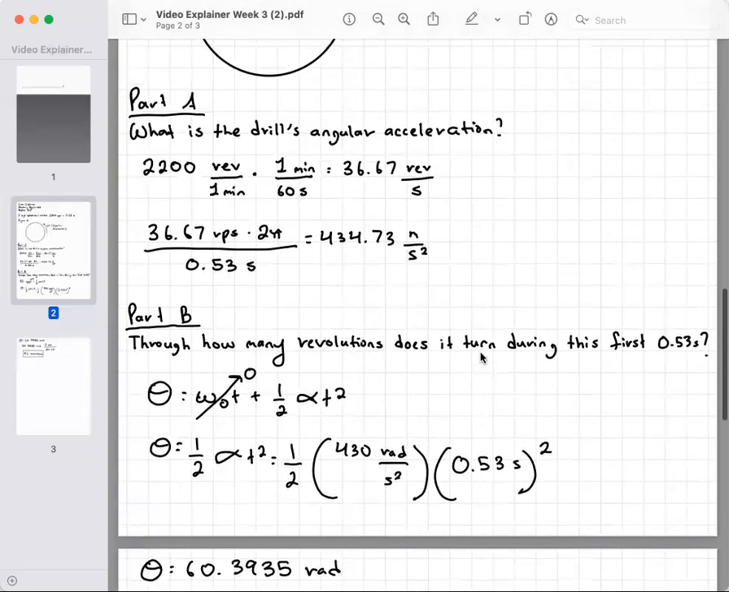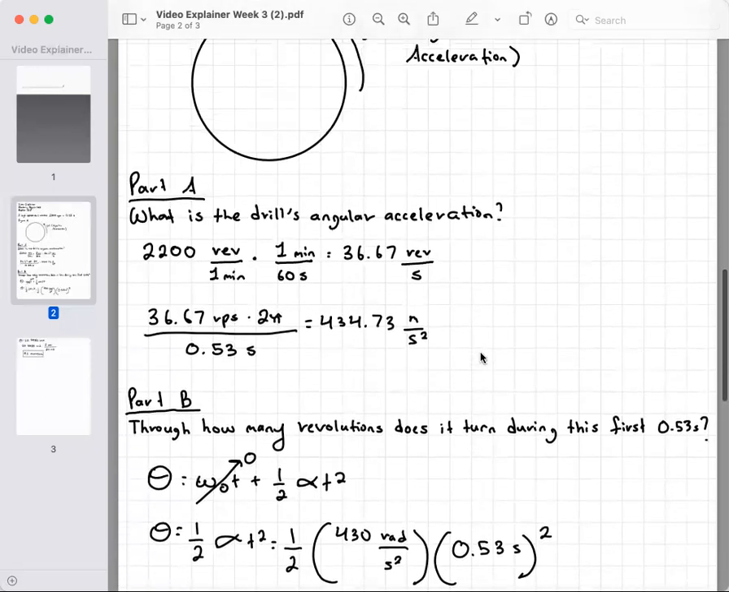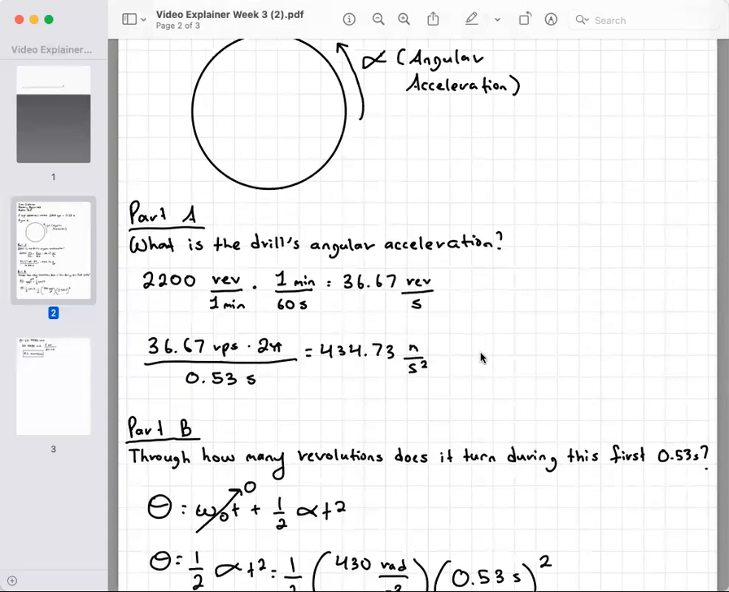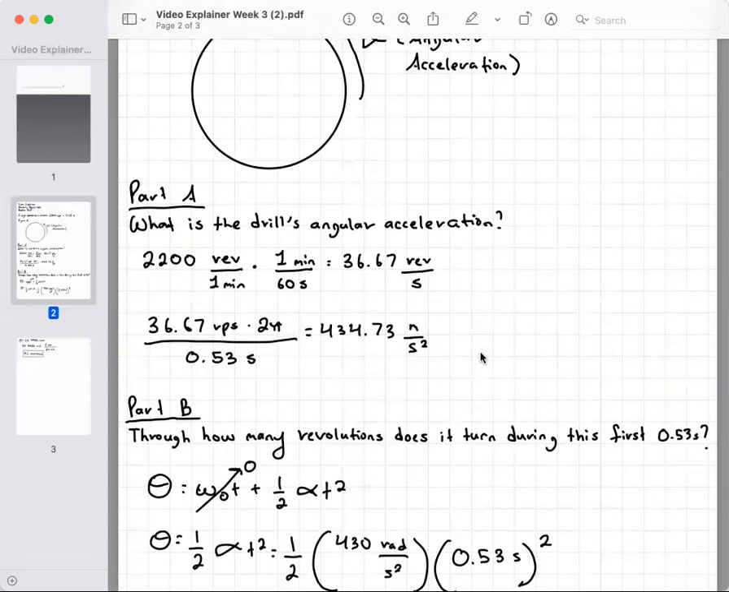So yeah, this problem primarily deals with angular acceleration and also determining how many revolutions there are in a certain set of time. And we're using equations that involve angular velocity, angular acceleration, and we're also acknowledging that there are 2 pi radians per every revolution.